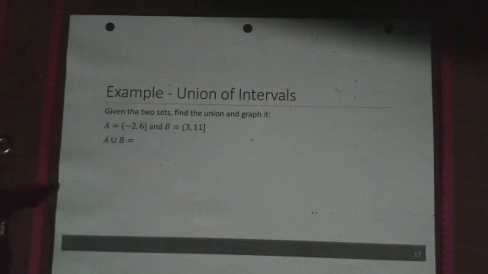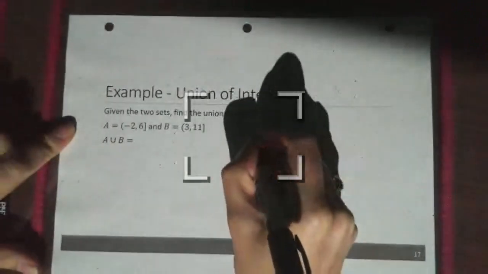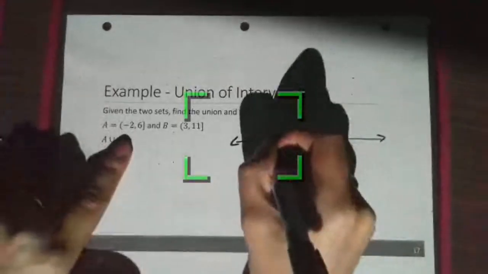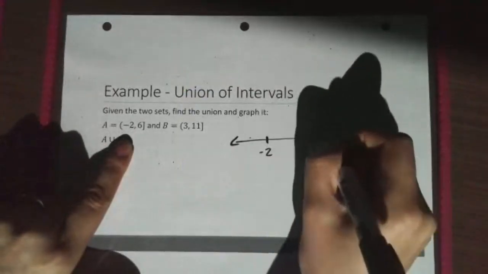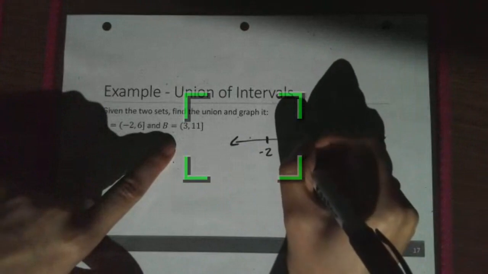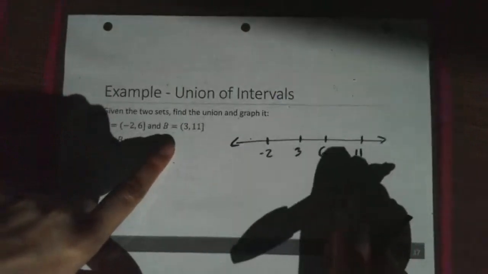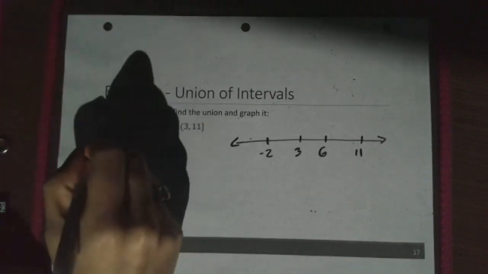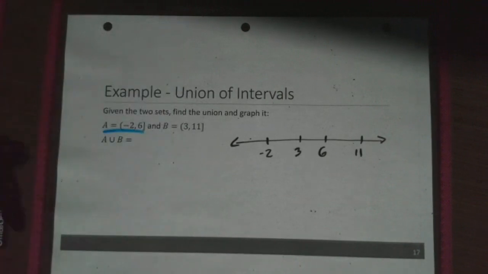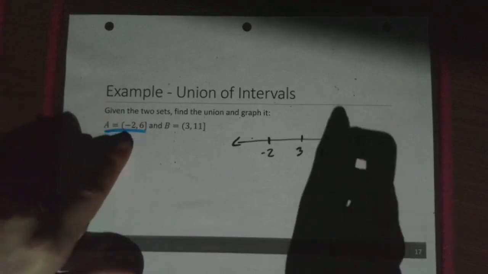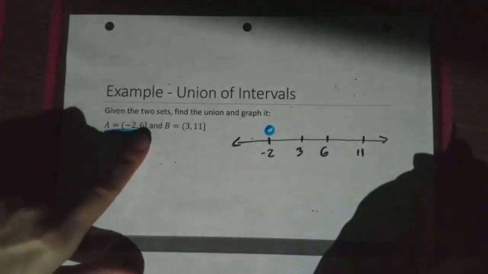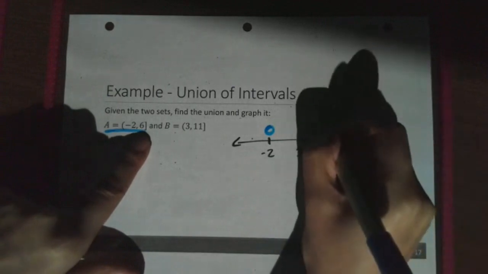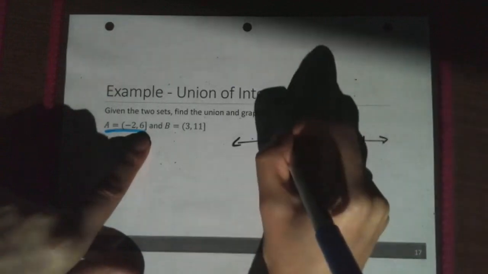So I'm going to start by graphing these two sets. On my number line, I'm going to need a negative 2, a positive 6, a positive 3, and a positive 11. Make sure they're in order from smallest to largest, because if you don't, then things are going to get really, really wonky. I will graph set A in blue, and I'm going to go above the number line so I don't mess up my markers. So -2 would have an open circle, 6 would have a closed circle, and I want the numbers in between.